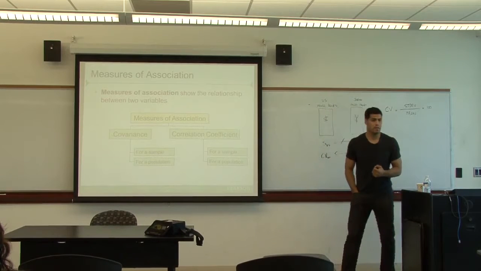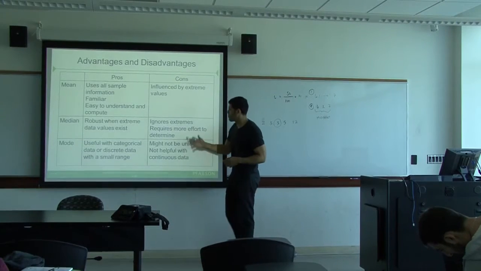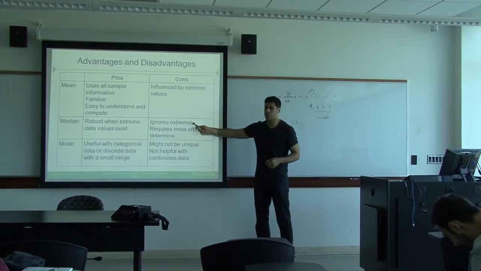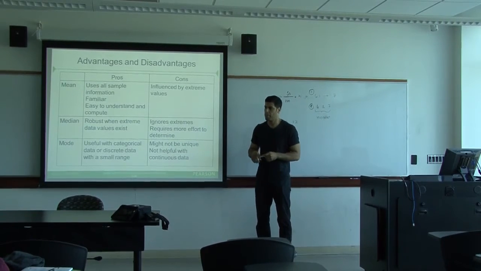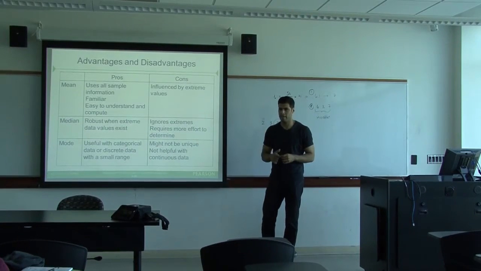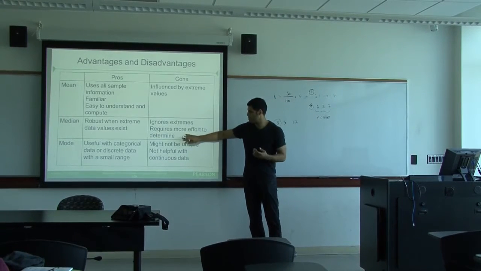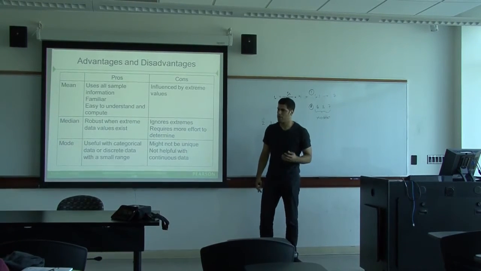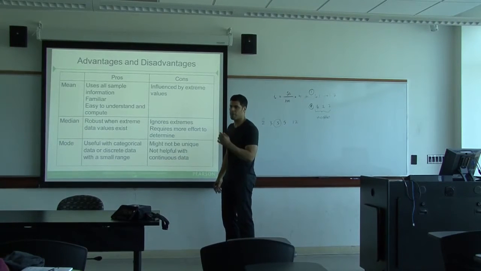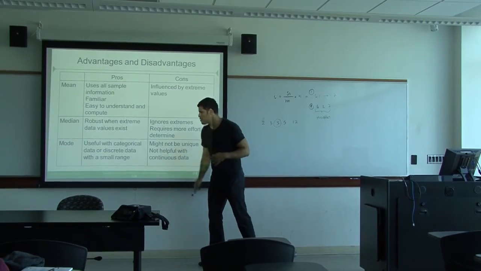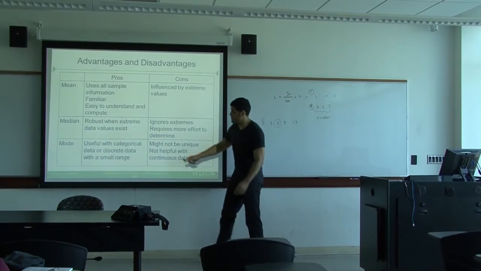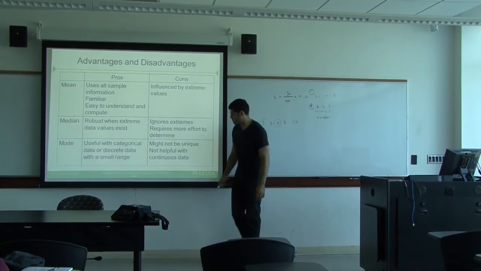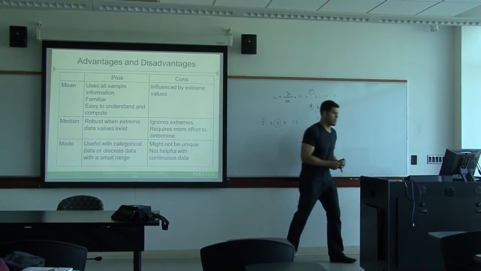Impacted by extreme values. The problem with the median is that it ignores extreme values. It does not use every single data value; it's just one of the values in the data set. It also takes much more time to compute, because you have to rearrange the data and compute the index point. The mode is very useful when you have qualitative data, or discrete quantitative data, but it's not useful for continuous data.